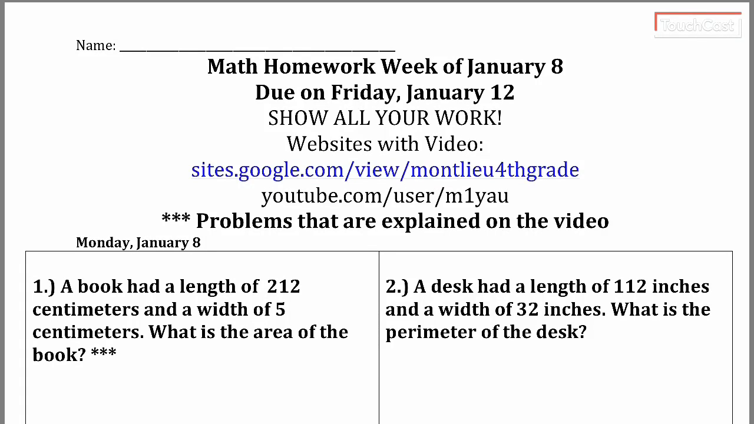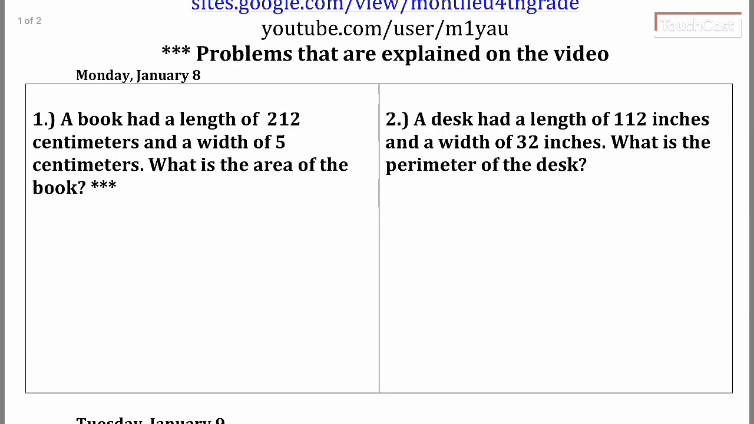Hi friends, this is Miss Yao, and we're going to take a look at our homework for the week of January 8th, which is due Friday, January 12th. All of this entire week is review on area and perimeter.